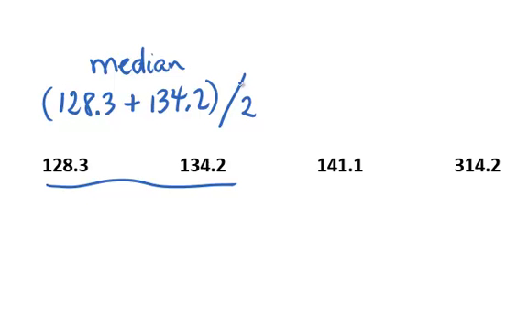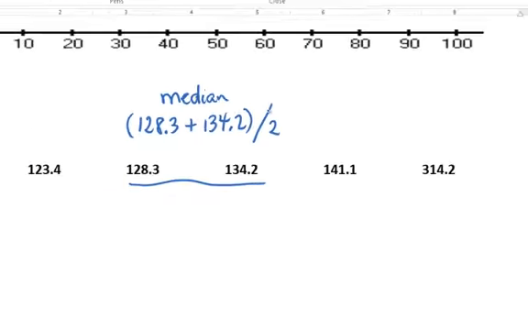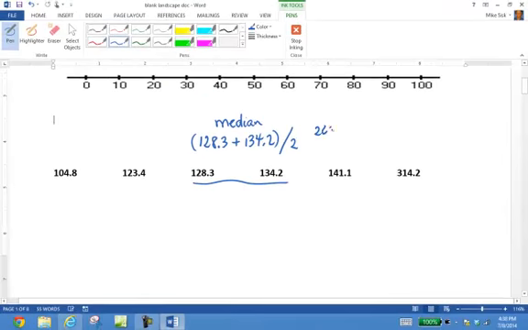If I do the math on this, I'll get 262.5, I think that's right, divided by 2. 262.5 divided by 2 is equal to 131.25. I think that's right. I'm going to do my math to make sure, so I'm going to talk.